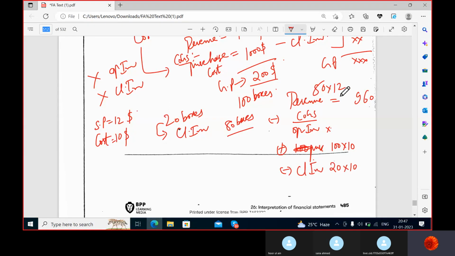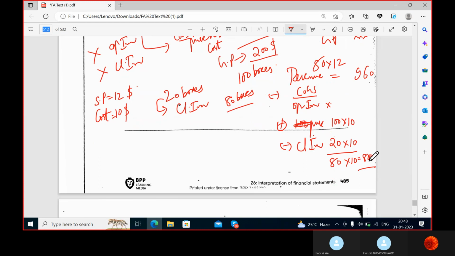This is selling price. These are cost. So how many boxes do I have now? 80 boxes. That means 100 I bought, 20 I did not sell. So I have to take the cost of 80 boxes only. 80 into 10 is 800. So what is your profit now? 160. This is your gross profit. Understood?